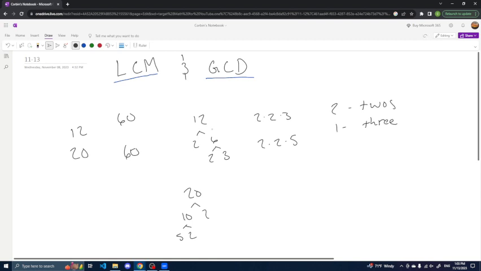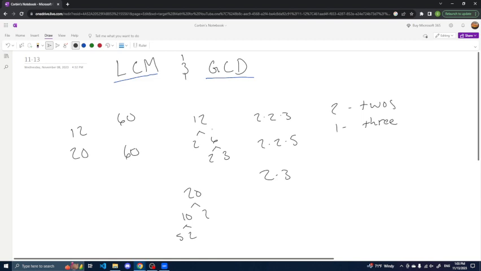They're both equal to each other. But let's say that if we had a number like 6, then we would have 2 times 3, and this one would still have 2, so that would be the maximum. And the minimum would be 1 because this one has 1 2.